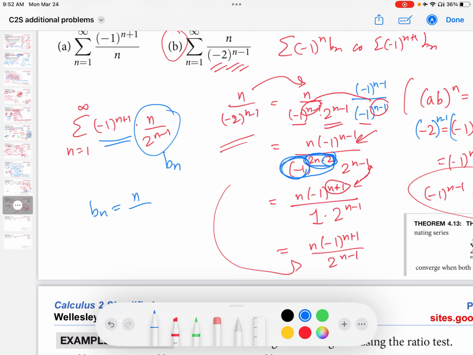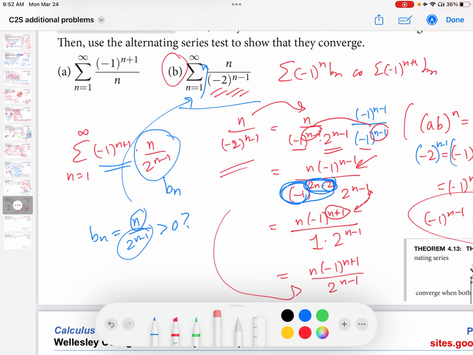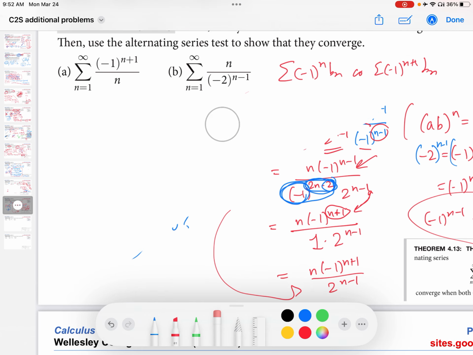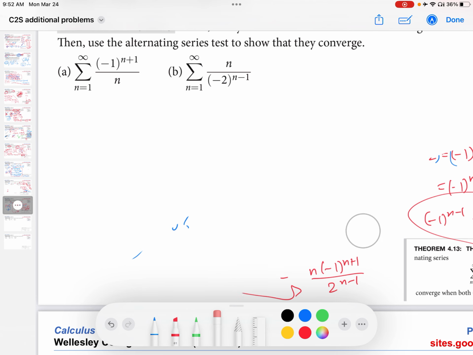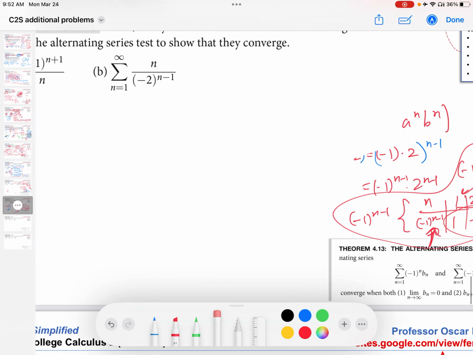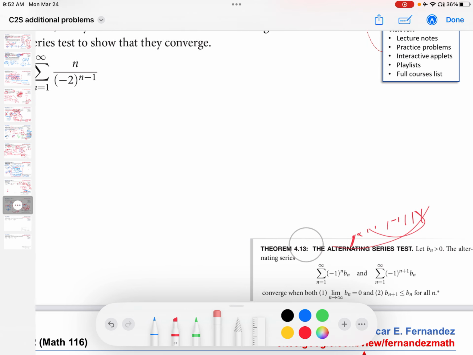And I have to ask myself, is this always positive? In order to make this series an alternating series, the answer is yes. Again, n is always positive, starts at 1, goes off to infinity. And then same deal here. These are powers of 2 that are getting bigger. So this is always positive. Okay, so conclusion: both of these series are alternating series. Perfect. So now I'm going to go off and use the alternating series test to see if they can converge.